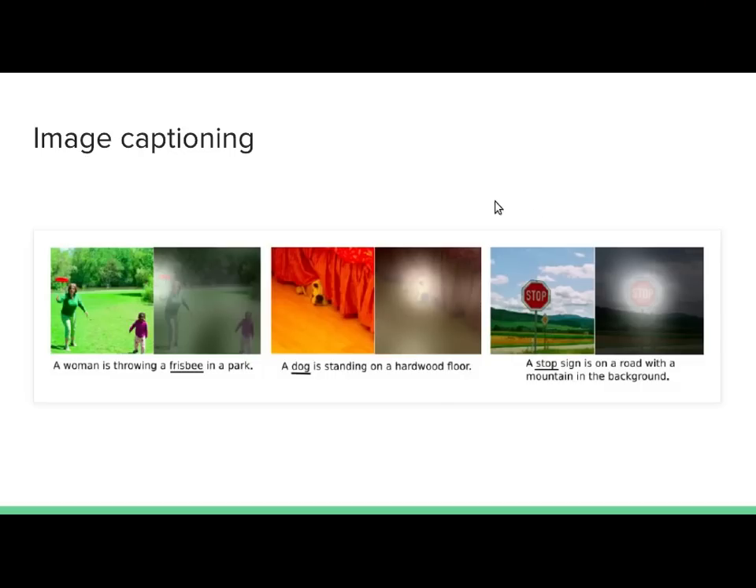So here, a woman is throwing a frisbee in a park. At some point, the attention was on the frisbee, and a little bit on the woman and other things in the background. And here, a dog is standing on a hardwood floor. Well, that's a mistake, because it's okay, but there's also a bed which it missed. And here another interesting result: a stop sign is on a road with a mountain in the background. So yeah, that really got it right.